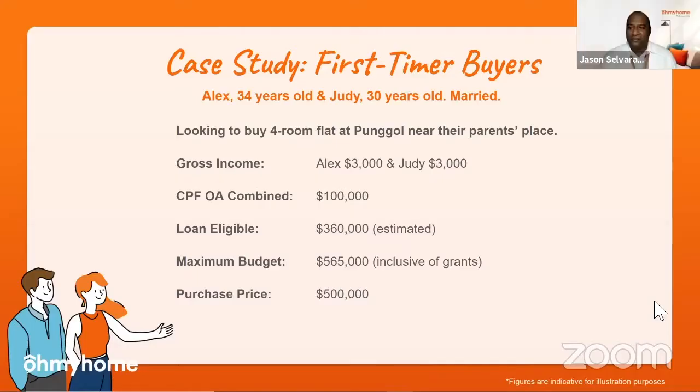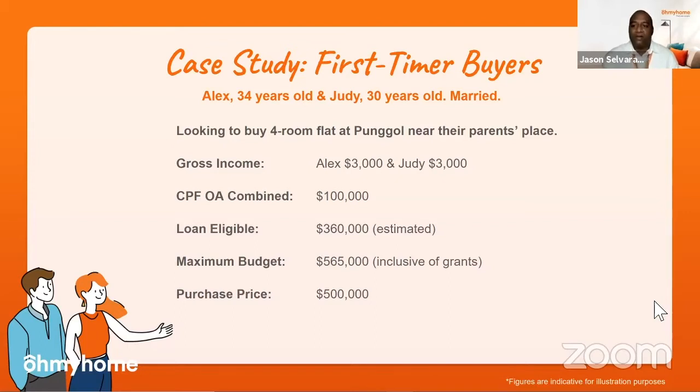Okay, Darren, let's look at another example. All right, these are first-time buyers, married couple, Mr. Alex, who is 34 years old, and Mrs. Judy, who is 30 years old. Now, they want to buy a 4-room flat in Punggol near their parents' place. Now, Alex and Judy each have an income of $3,000.